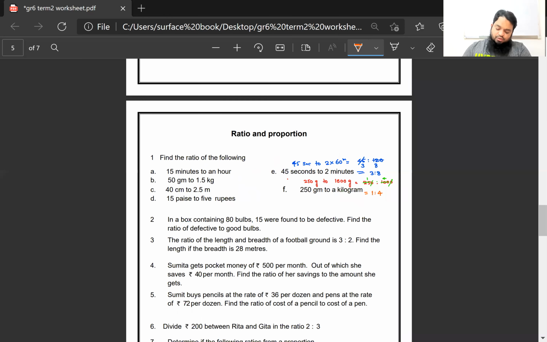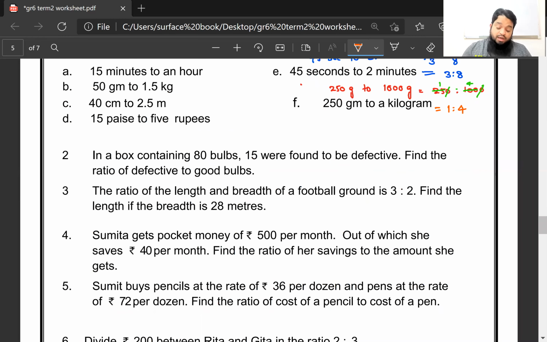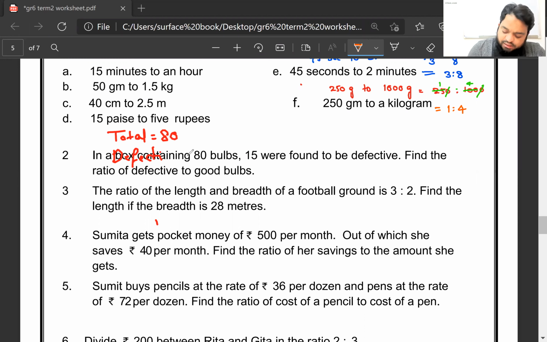So now let us go for the next one. In a box containing 80 bulbs, okay, total bulbs are how many? 80. And of 80 bulbs, 15 were found to be defective. So 15 are not good, it seems. I am doing it rough. You have to write total number of bulbs is equal to 80. And here he told us defective, how many are there? 15. If you want to write in steps, you have to write total bulbs which are defective, 15.